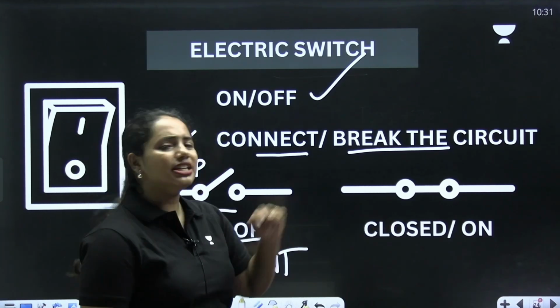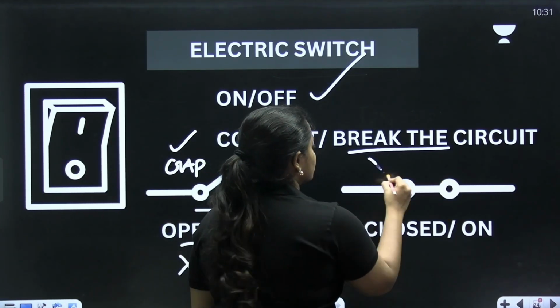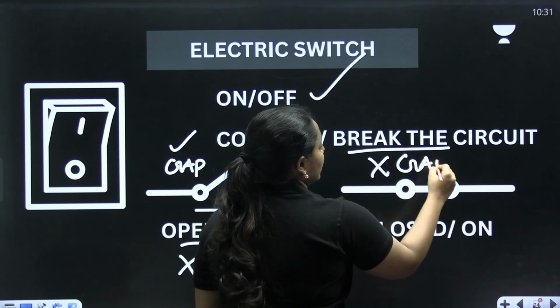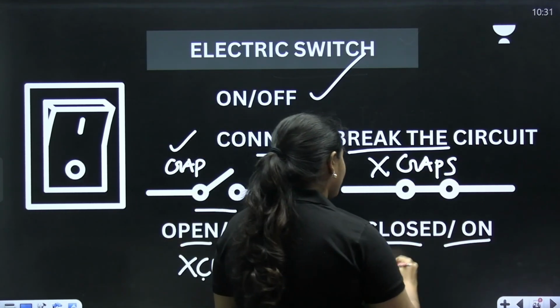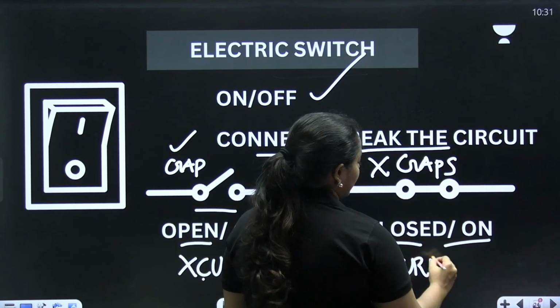Got it? And what about the second condition? You can see that there are no gaps. So it is closed and therefore it is in the on condition. At the same time, current flow will be there.